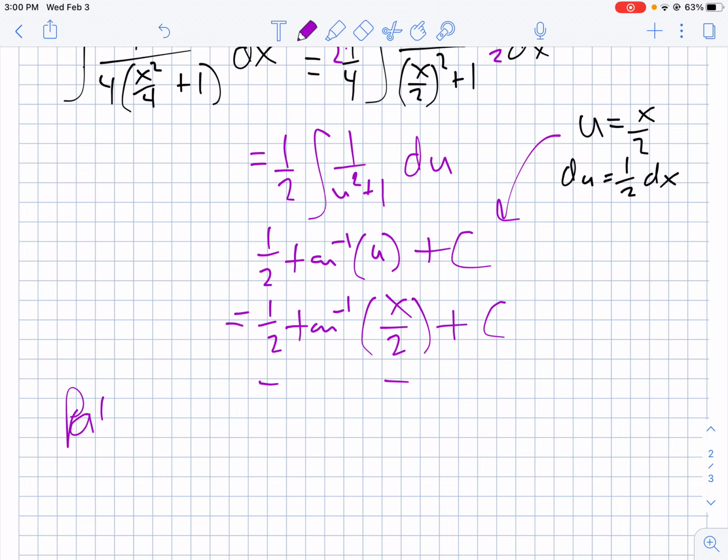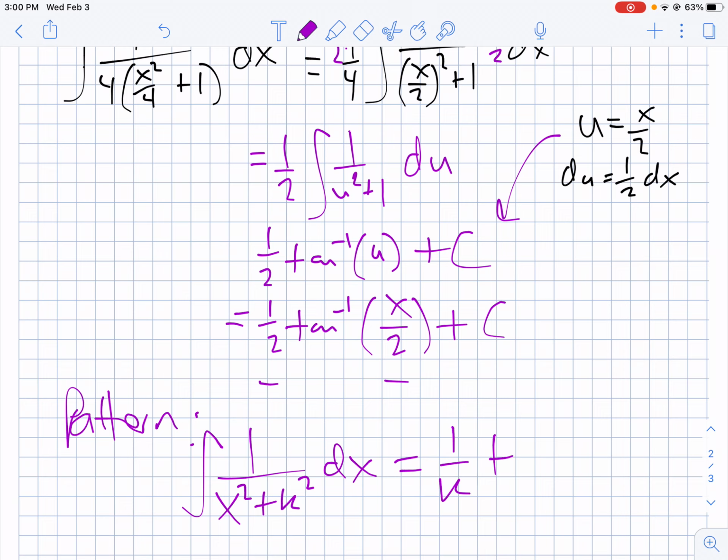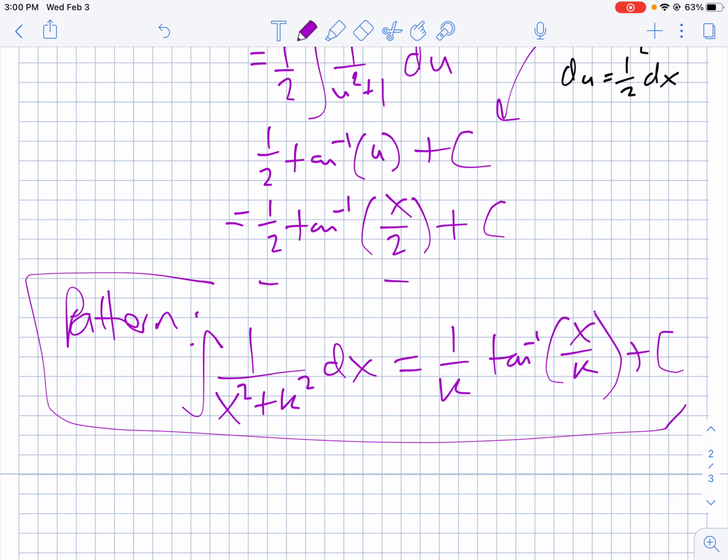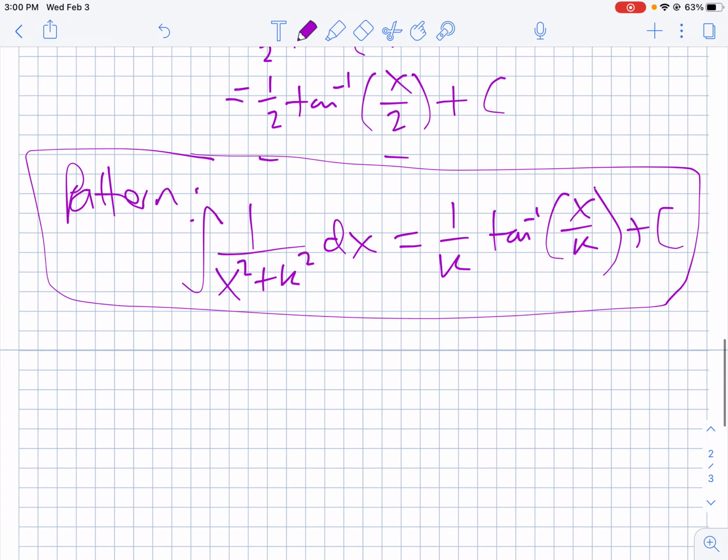So the pattern that I was hoping you would come up with here is that if you integrate 1 over x squared plus k squared for some constant k, you get 1 over k times the inverse tangent of x over k. Now, if k squared is just some random number like 7, you might have a weird square root, but this is the general pattern that we're going to use going forward. Okay, so take note of that, and we'll bring that to the next video.